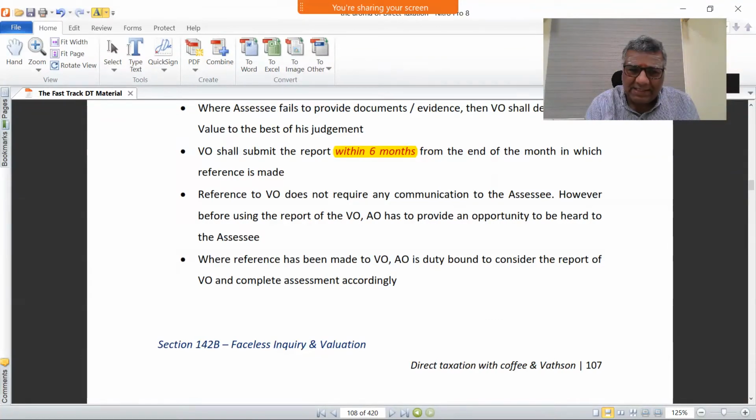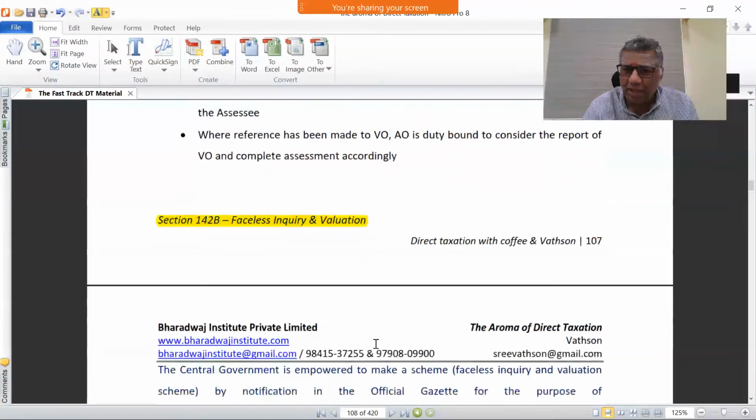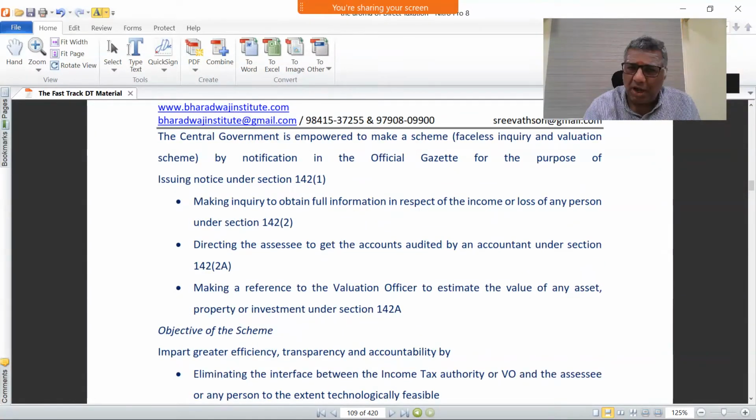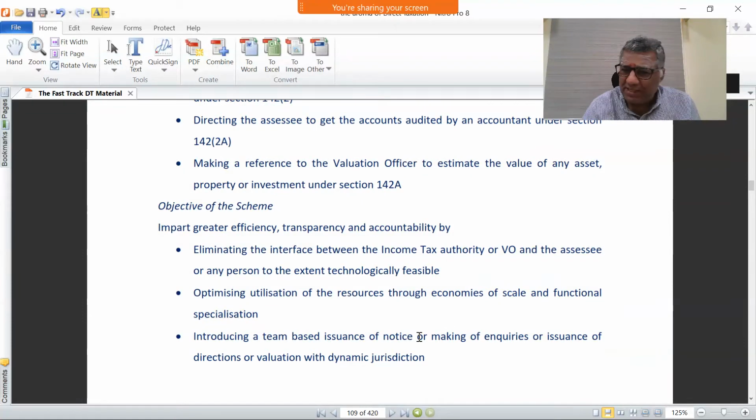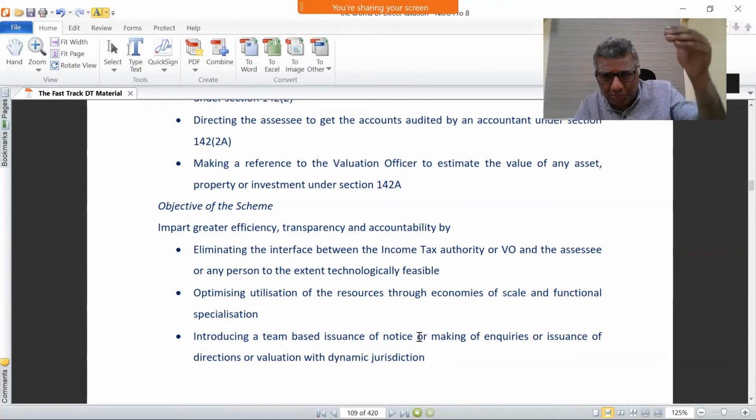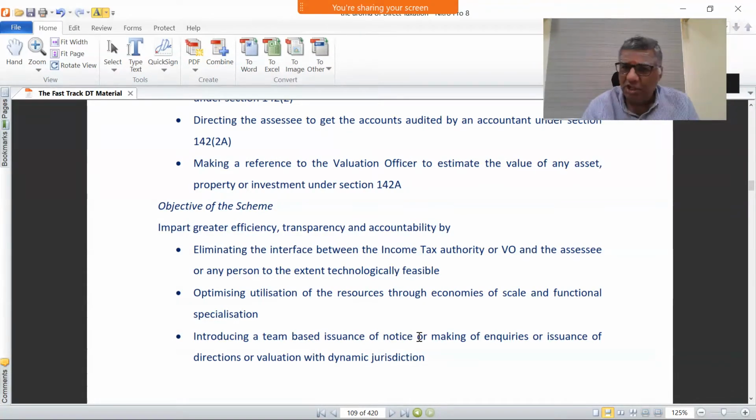All these things are going to be faceless. The notification is yet to come. So all these cases are going to be faceless. Their notification is pending. Faceless assessment notifications are issued, but procedural notifications are yet to be.